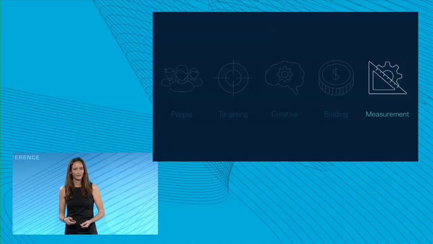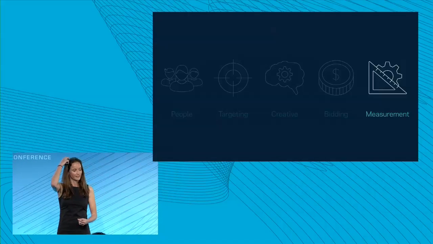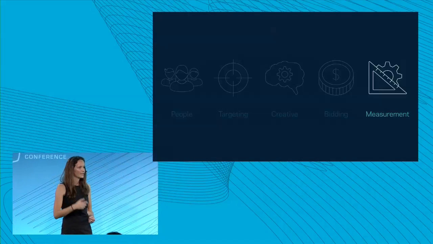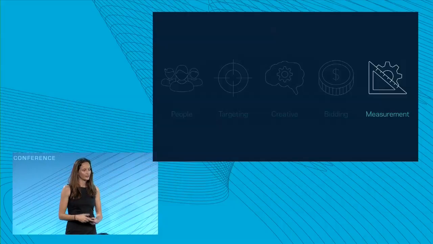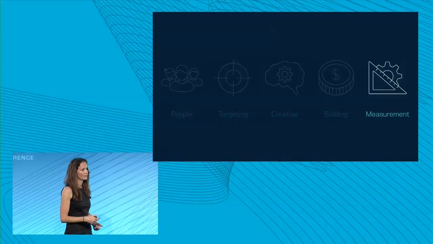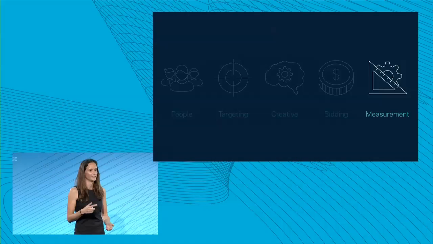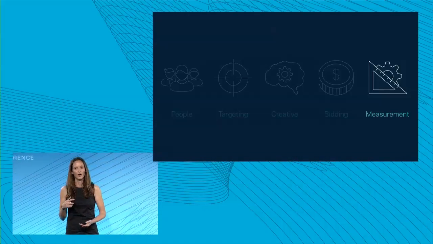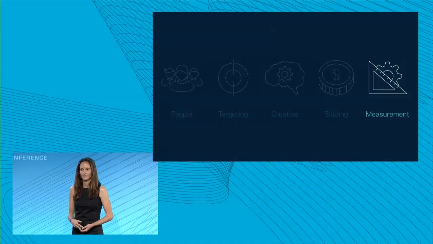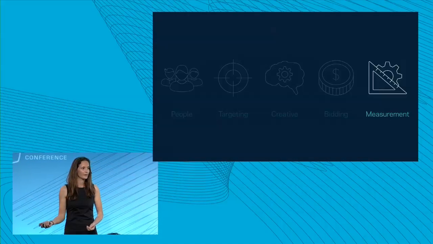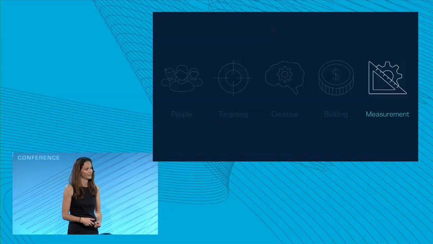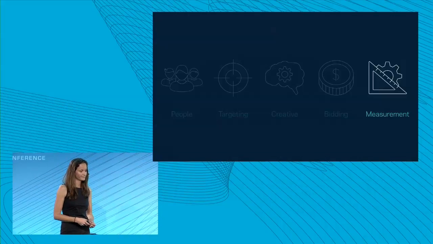Measurement is the final key to successful app advertising on Facebook. It's important that you understand both your LTVs and your return on investment by marketing channel, by gender, by country, by device, by operating system, all the way down to the ad level. That way you can scale what's working for you, and where you're not seeing profitability, you can improve the strategy.